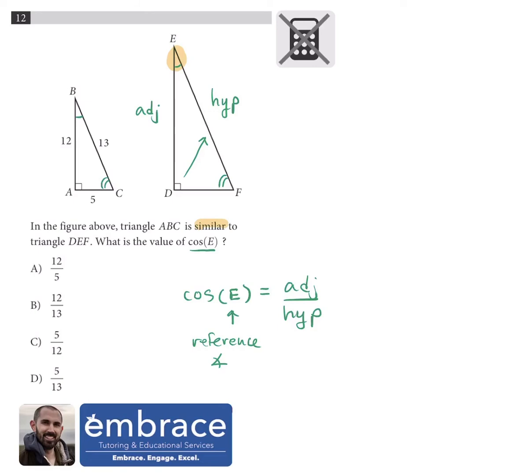Now the problem here is that we're not given the adjacent and the hypotenuse sides of this triangle, but we're given the sides of a smaller triangle that we know is similar to it. And because their sides are in proportion, we can consider the adjacent here, which is 12, and the hypotenuse, which is 13, and consider their ratio. So that's going to be 12 over 13. And because we know these triangles are similar, their side lengths are in proportion, so the adjacent over the hypotenuse of the larger triangle has to be that same ratio. And that is answer choice B.